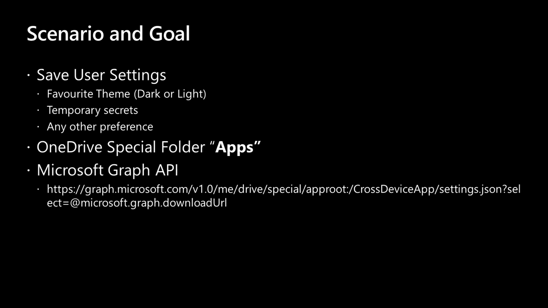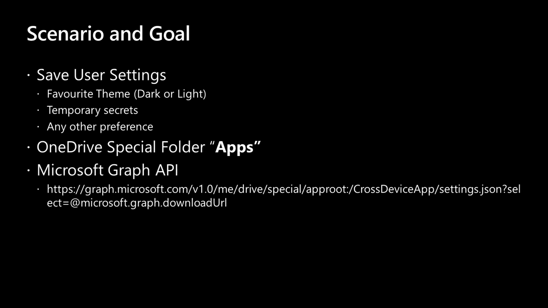There is an endpoint in the Microsoft Graph API that you can consume, and this is an example. You can put approot here, so you are referencing the folder Apps. Then it's a good practice to define your own folder in this folder, so it's easier to find your data. And then what I'm going to do is create a JSON file with all my attributes and properties.